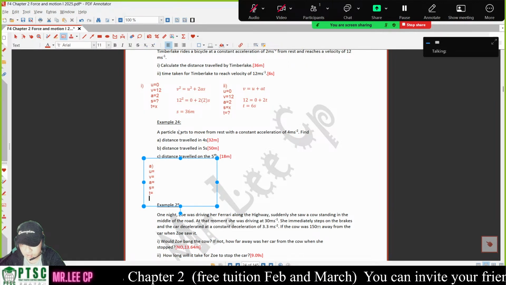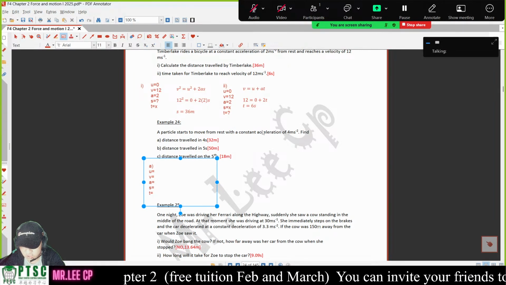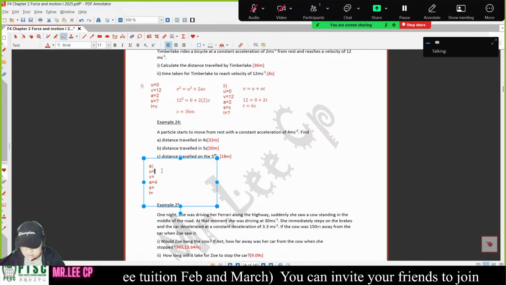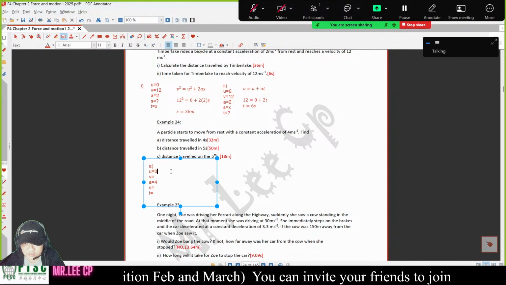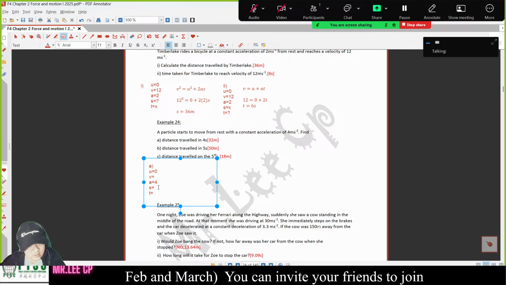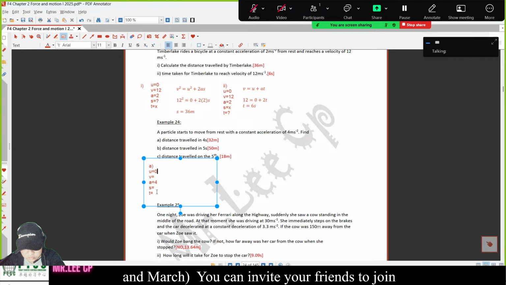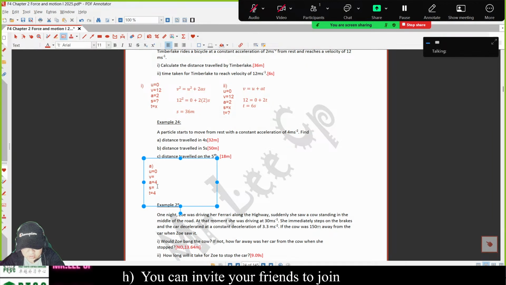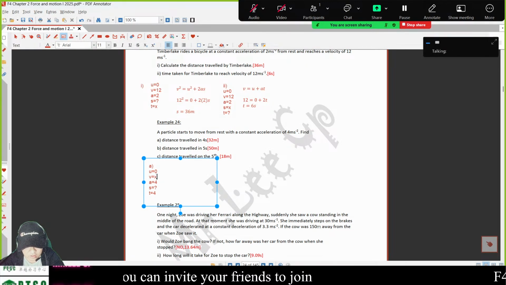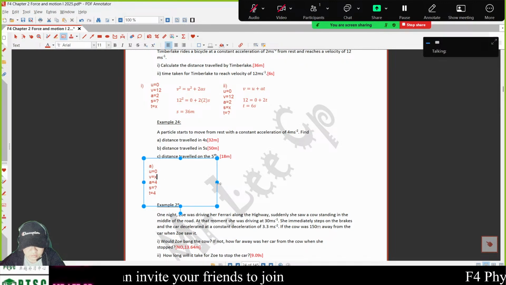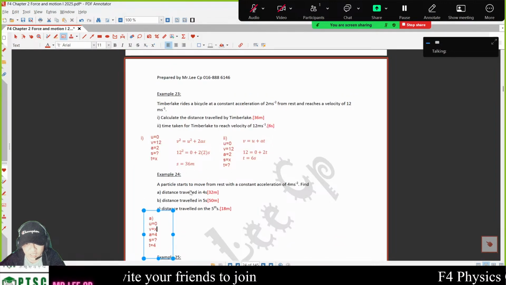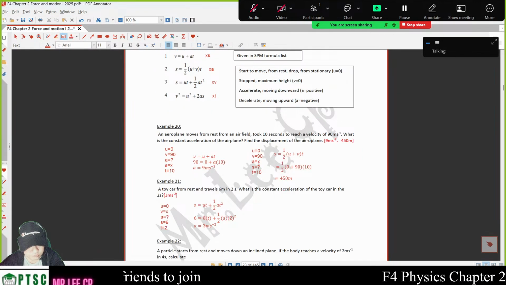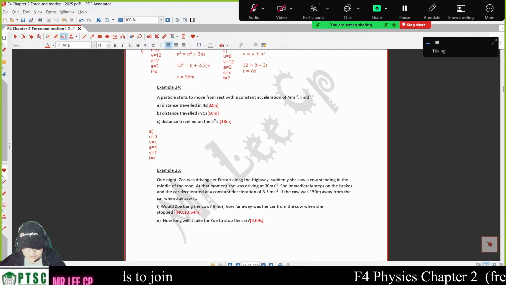So now, a particle moves from rest, constant acceleration of 4. Acceleration is 4. From rest, U is 0. No other information, so you cannot have 3. Distance traveled in 4 seconds, time is 4 seconds, you look at the unit, second. So distance traveled is the question mark. You don't have V. The last one you don't have is V. So no V, I'm going to use the third formula.